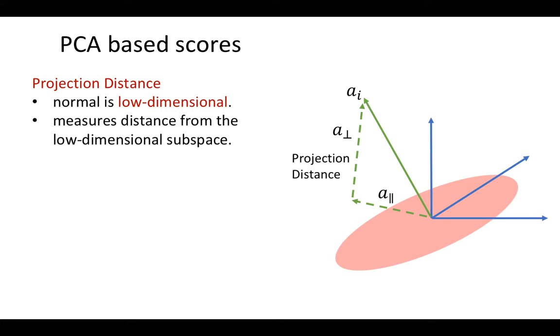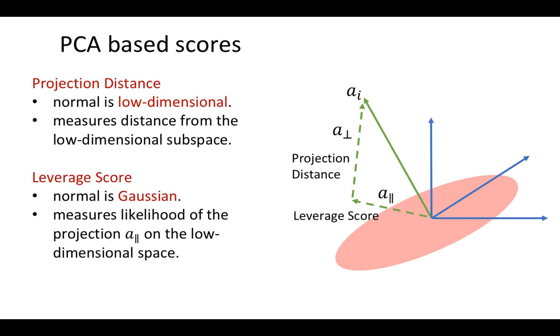The second anomaly score we consider is the leverage score, which models the distribution of the data projected onto the principal subspace to be Gaussian, and classifies a data point as anomalous based on the likelihood of the projection a_parallel onto the principal subspace.